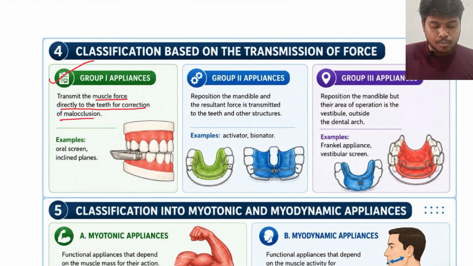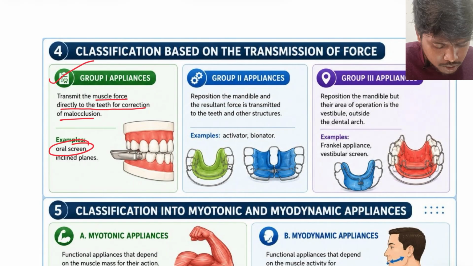So this is called group 1 appliances, directly into the teeth. Remember the key point: this functional force will directly transmit into the teeth. It is a group 1 appliance. Example, oral screen. Okay.